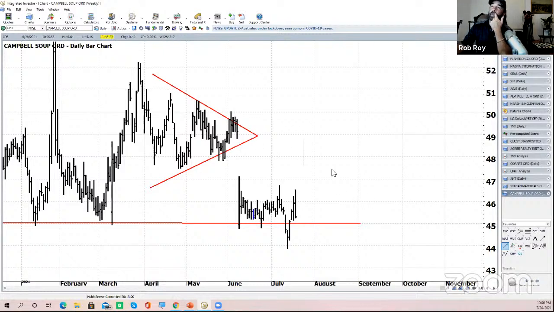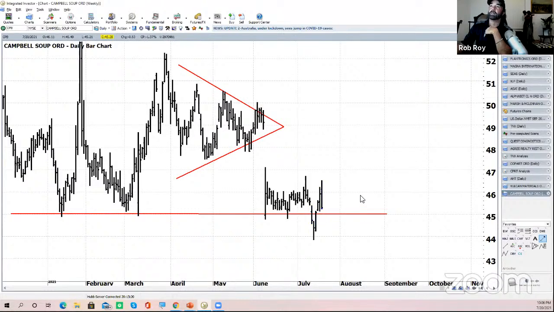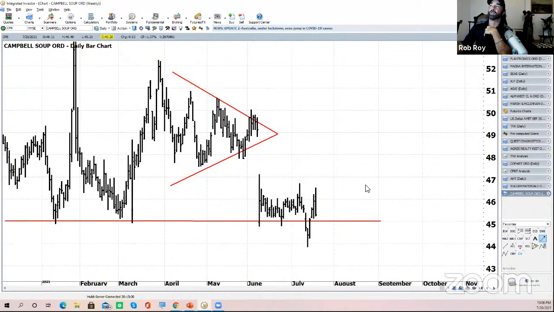And it should feel like it will fill that gap at some point back up here, because triangles retrace their breakouts. Now, there's no rhyme or reason as to when, but the trade is a pretty simple one. If you wanted to go long, your stop loss is at 45. If it breaks below that with follow through, then you close it out.